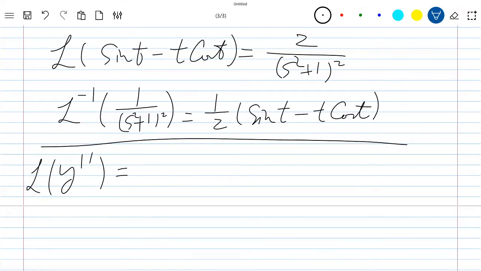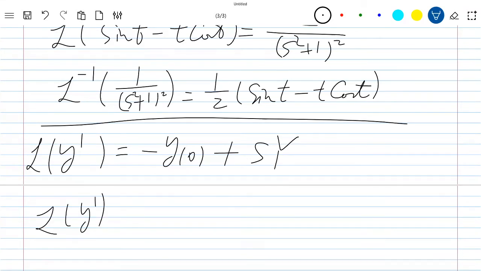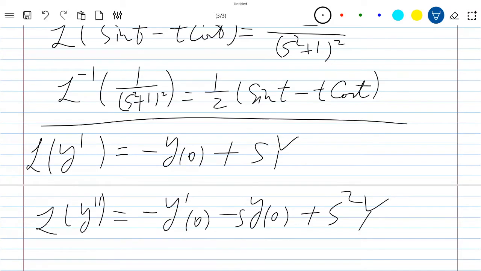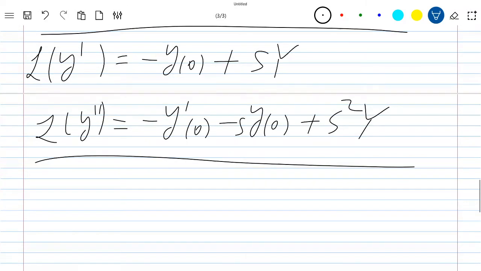Remember the formula? Let's start from y single prime. Then you will have negative y(0) plus sY, right? And how about the double prime? Then just replace y by y prime in the last formula. And again, you will have negative s times y(0) plus s squared capital Y, etc. Right? So that's it when you do the derivative.